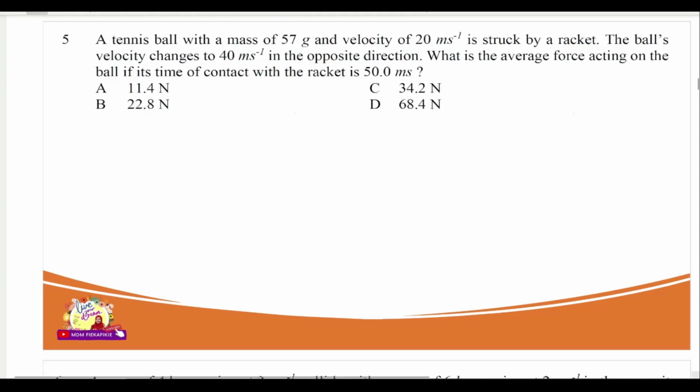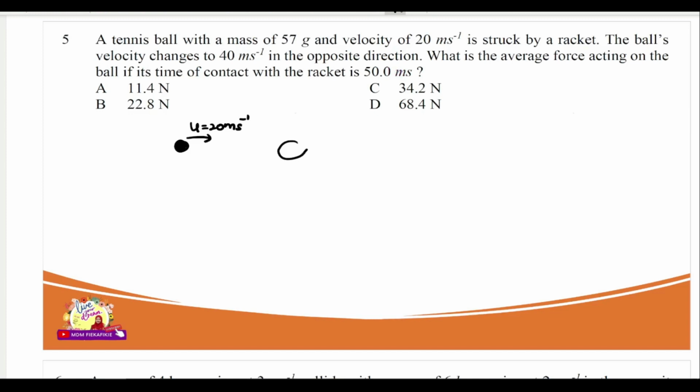So here we have a tennis ball, with a mass of 57 gram and velocity of 20 meter per second, struck by a racket. The ball's velocity changes to 40 meter per second in the opposite direction. So let's say this is the tennis ball and it is moving in this direction. So let's say u is equal to 20 meter per second. And then the ball will be struck by a racket.